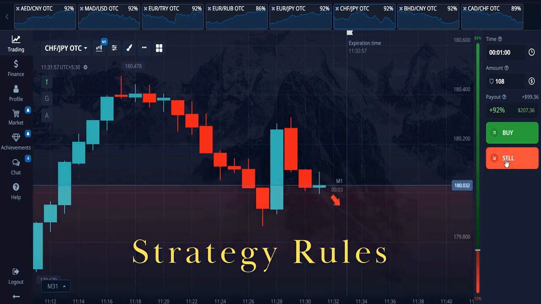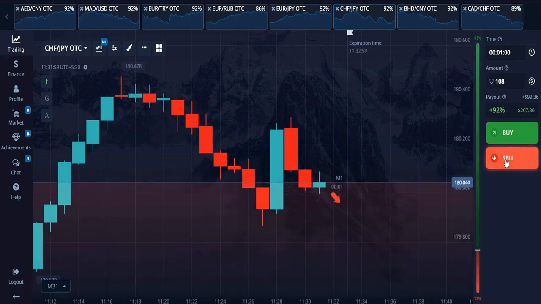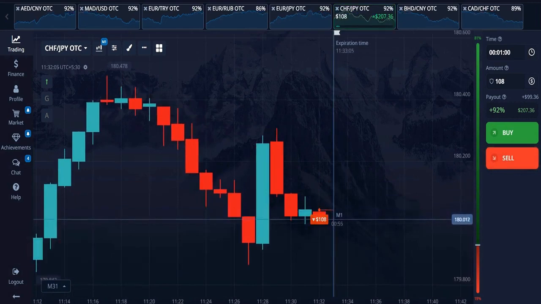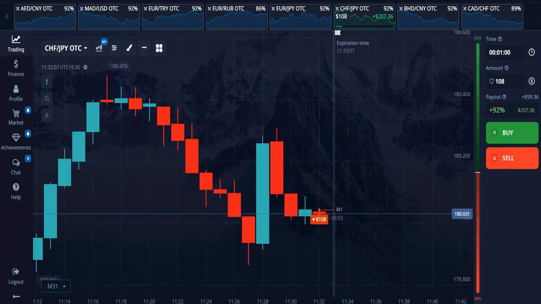Now, let's jump straight into the strategy. This strategy focuses on analyzing the first two candles, and based on their behavior, we decide whether to trade on the third candle. Here's how it works.